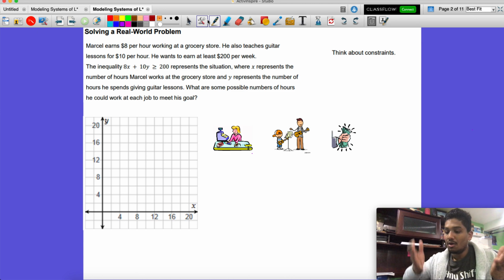They're trying to determine, okay, how many hours can I work here, and how many hours do I need to work here so that I can get this amount of money at the end of the week so I can pay my bills or buy sneakers or buy the new jacuzzi or whatever it is that they want to buy, right? So in this scenario, we have someone named Marcel.